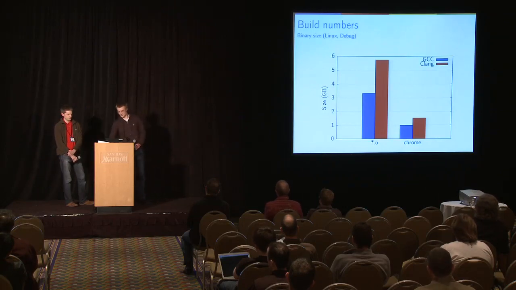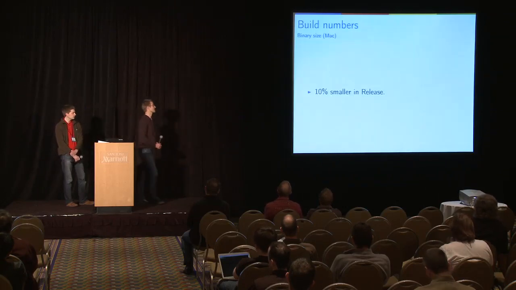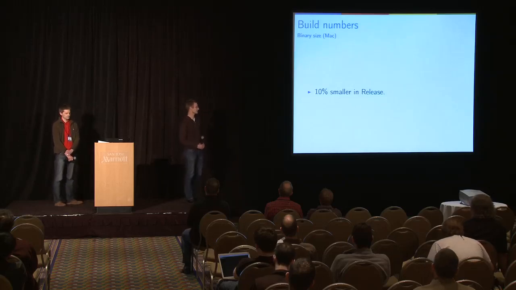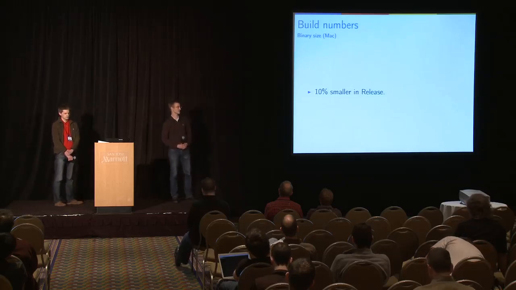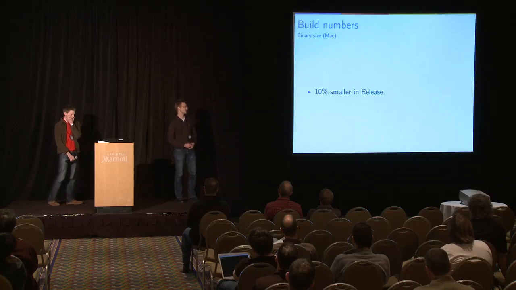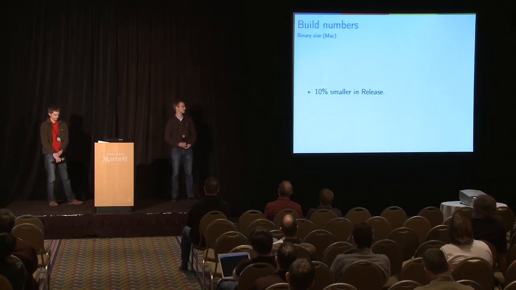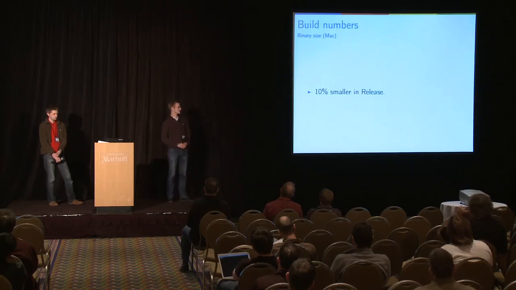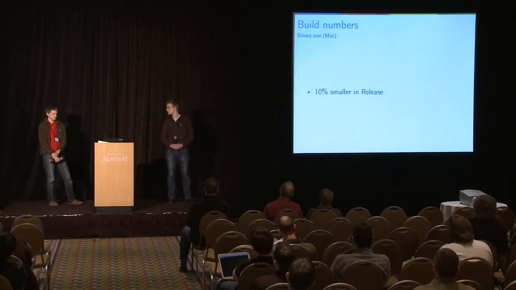And again, on Mac, the numbers look a little bit better. The great news is that the release binary is 10% smaller with Clang, which is actually 10 megabytes for Chrome. And after zipping, that's like 3 megabytes. Since all of our users need to download Chrome, that's actually a big deal for us. So for people on slower connections, that's quite a bit of saved download time. Debug binaries, I think, are 10% bigger in Clang, but who cares about debug binaries, I suppose.